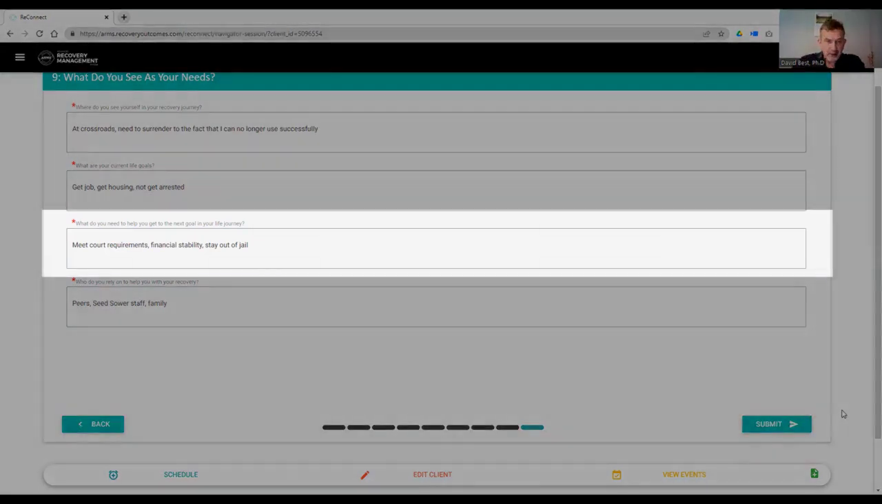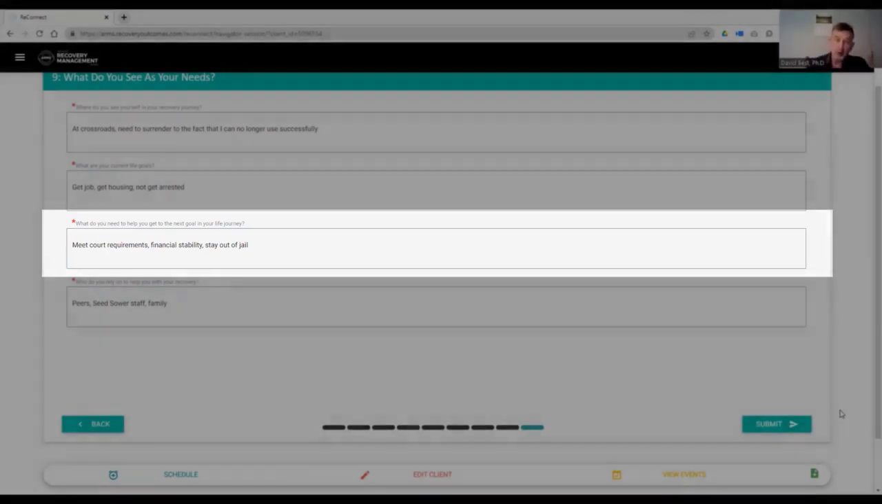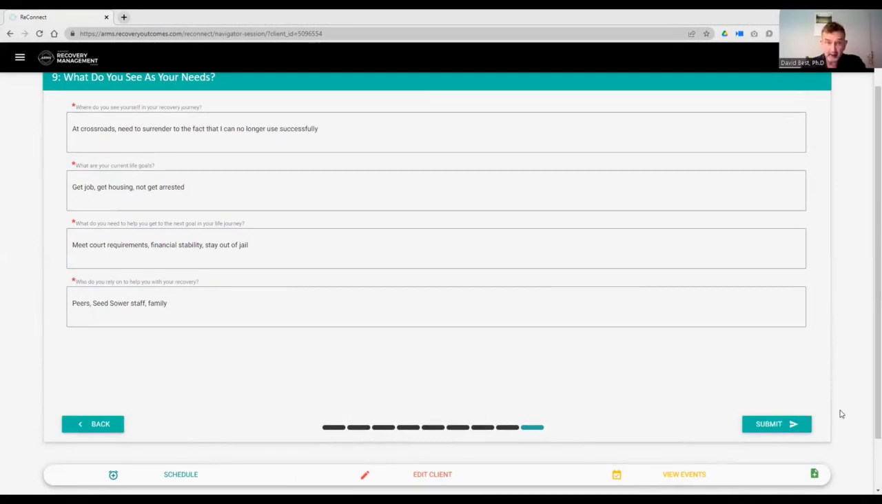So the third question we ask then is their initial impressions of what do you need to help you get to the next goal in your life journey? And for Wiley, this is meet court requirements, financial stability, and stay out of jail. So they are all basically negatively framed things to start with. He doesn't want to get into trouble with money. He doesn't want to get into trouble with the law, and he doesn't want to break his conditions at court.